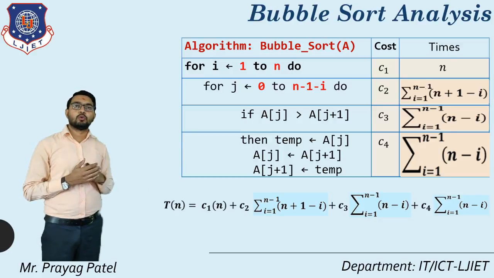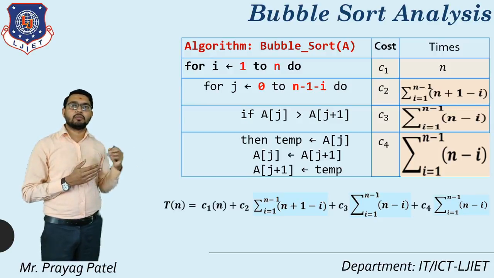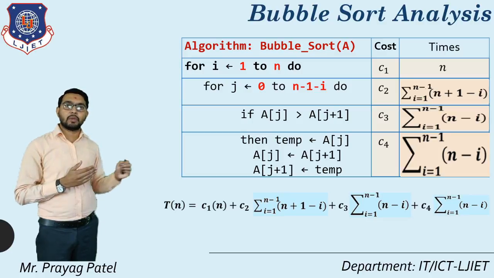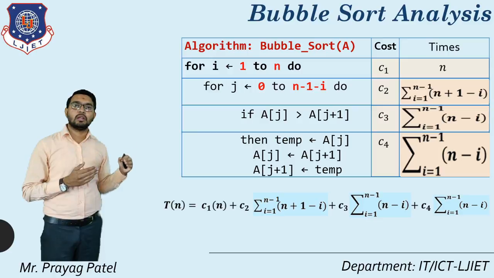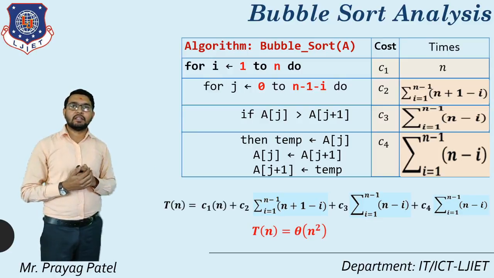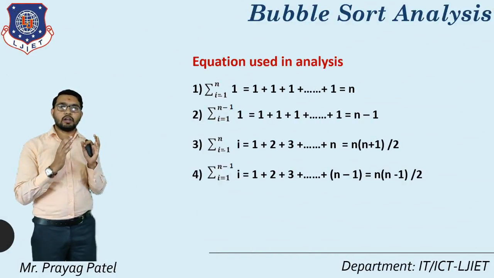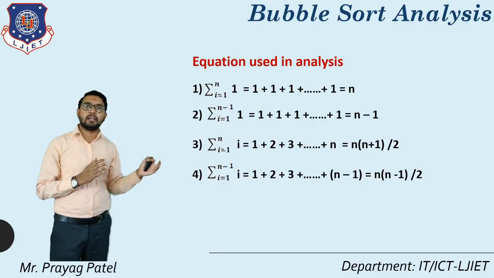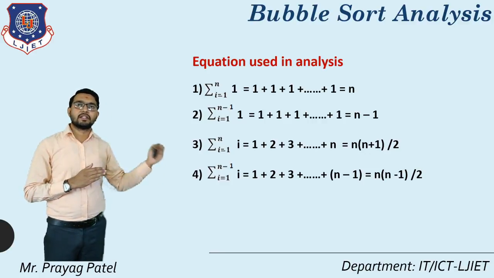So T of n equal to C1 into n plus C2 sigma i equal to 1 to n minus 1 of n plus 1 minus i, plus C3 into sigma i equal to 1 to n minus 1 of n minus i, plus C4 into sigma i equal to 1 to n minus 1 of n minus i. Solve this equation and find the complexity as n square. Now how can we solve this equation to find the complexity? We can consider some equations for easy understanding.